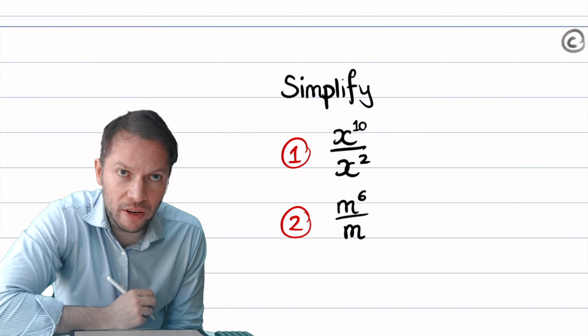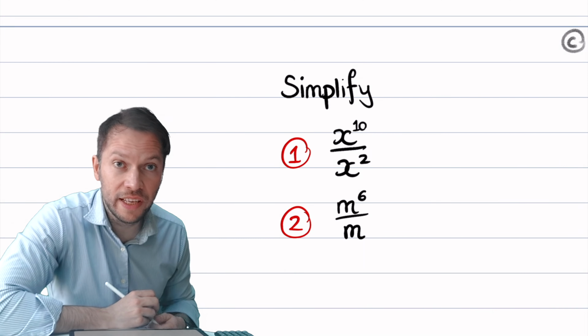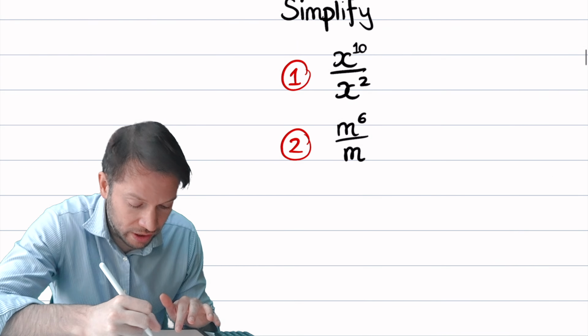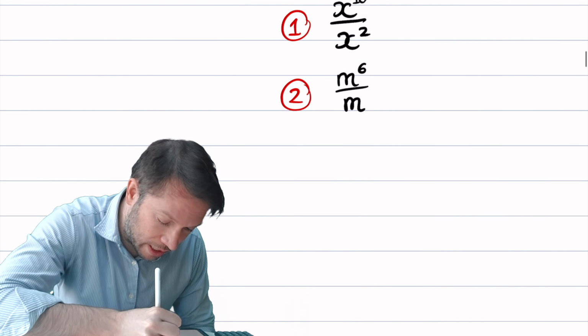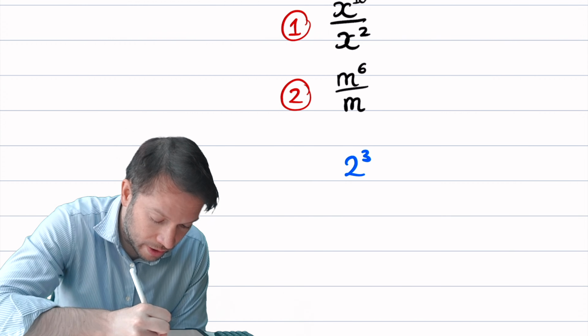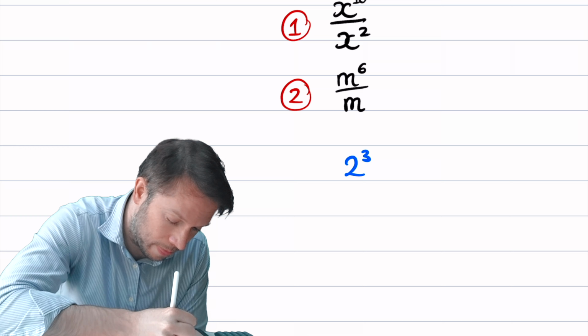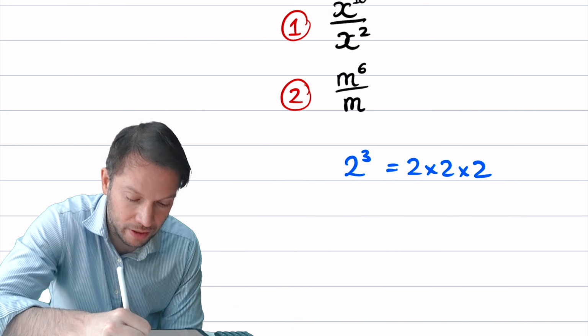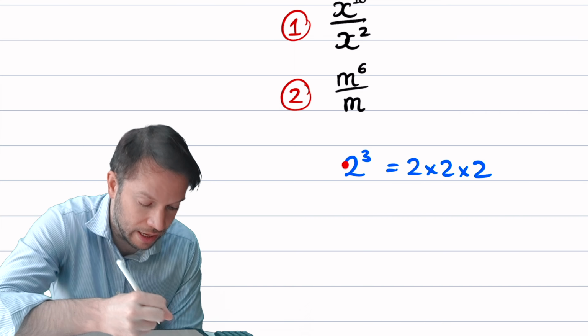Hi, in this video we're going to cover the second law of indices where we're dividing two powers. Just as a reminder, what is meant by a power? If we have 2 to the power of 3, remember that just means 2 times 2 times 2. We're multiplying 3 2's together.